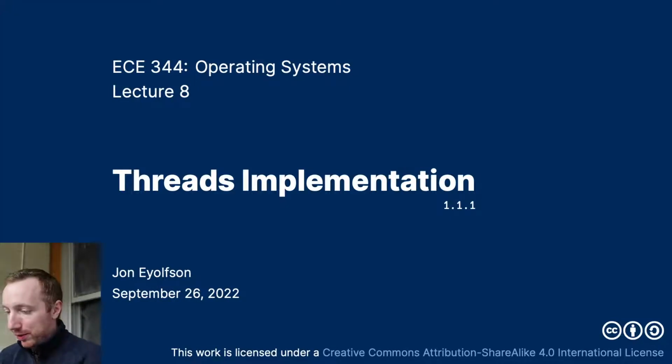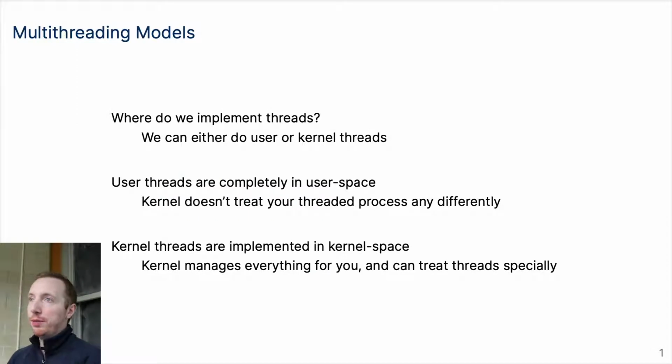Okay, so let's talk about threads implementation. So there's a few multi-threading models that you can take when you're implementing threads. And the question pretty much lies in where do we implement threads? We can either implement them in user space or kernel space. So what you'll be implementing in Lab 2 are user threads. So they are a complete construct only in user space. The kernel doesn't know about them, hence their name user space threads.